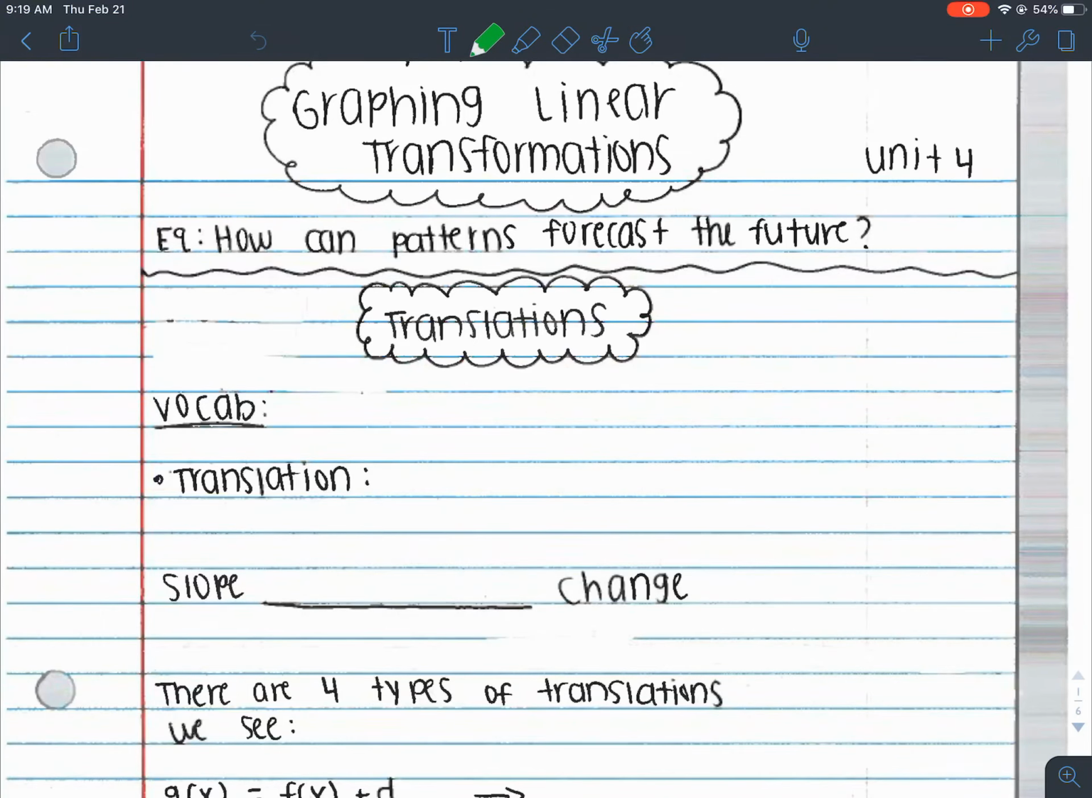Hey guys, these notes are for graphing linear transformations. We also do writing transformations, but that'll be the next set of notes. Our essential question is, how can patterns forecast the future?